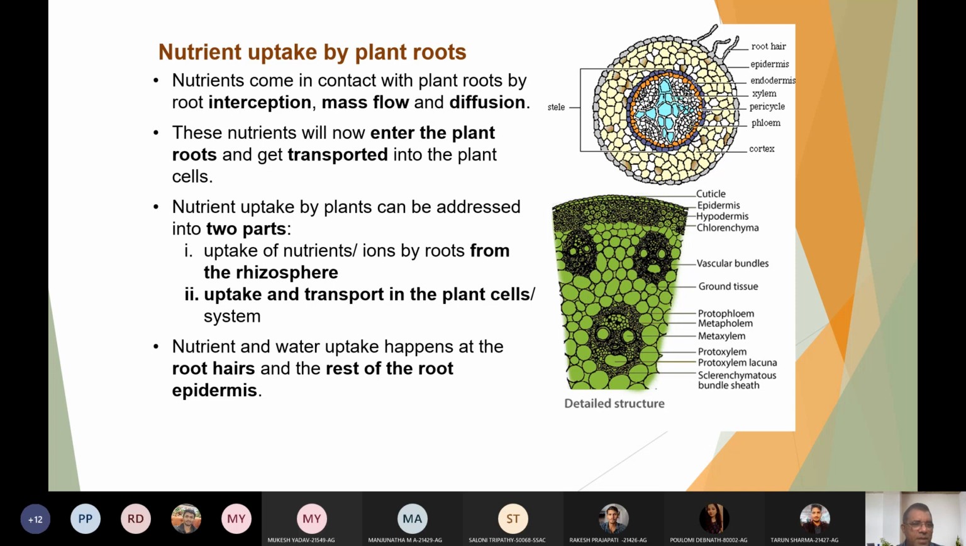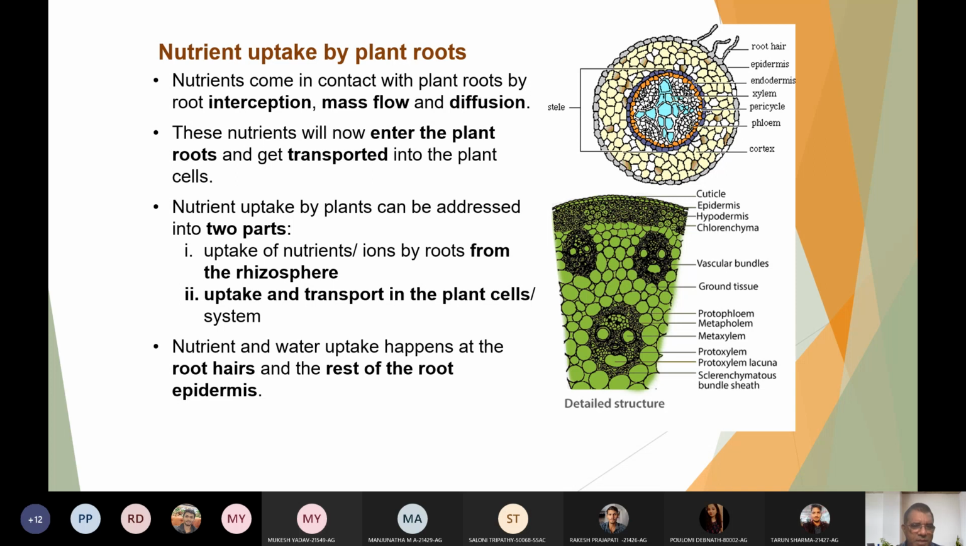Nutrient uptake by plants can be addressed in two parts. One is uptake of nutrients, ions by roots from the rhizosphere, which is just the entry of nutrients into the plants. The other is uptake and transport in the plant cells, or movement of nutrients from one cell to another cell. Nutrient and water uptake happens at the root hairs and the rest of the root epidermis. The root epidermis is there on the whole root, so nutrients can enter through the epidermis and also through the root hair.